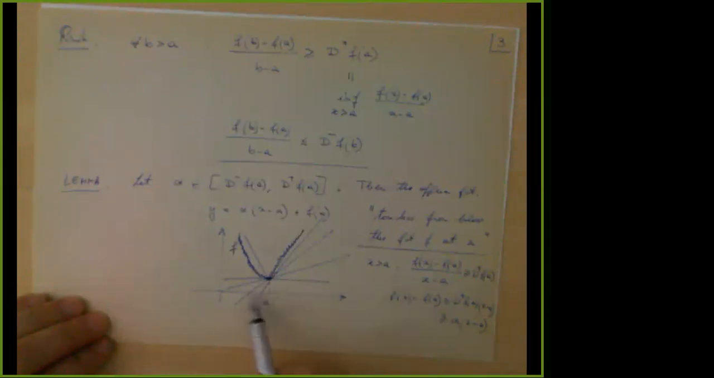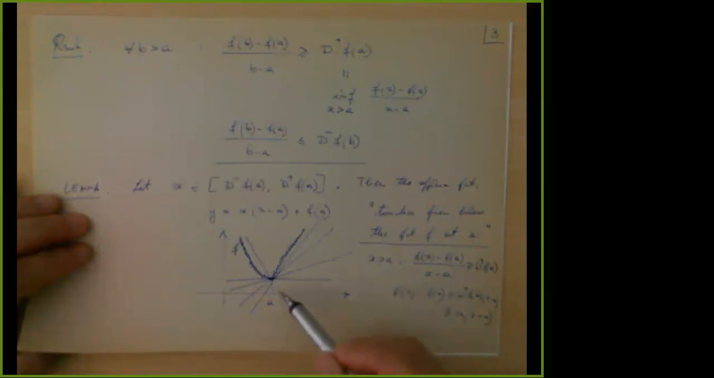Then you look at x less than a, and you use the fact that x minus a will be negative, and then you use the other inequality that a is larger than d minus f a. So when multiplied by a negative number, everything turns out to be with the correct sign. Okay, so we have proved this thing.